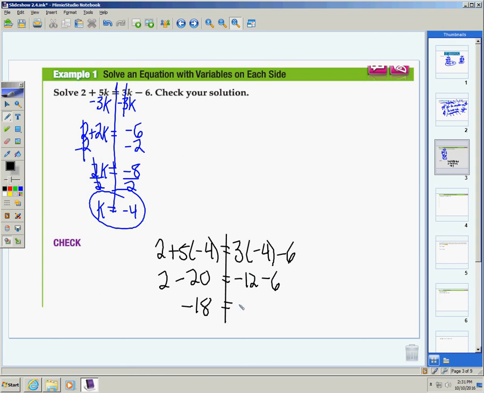Again, just get your variables on the same side. Once you do that, it's a problem like in the previous lesson.